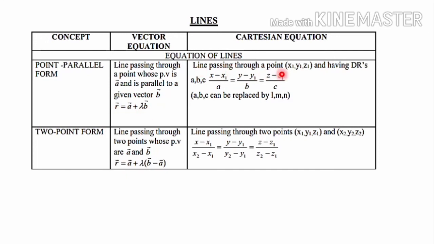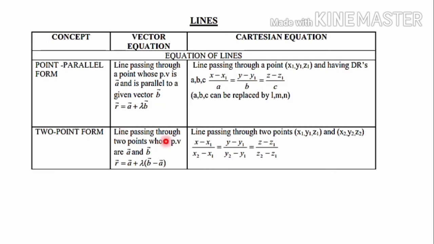A line passing through a point (x1, y1, z1) and having direction ratios a, b, c: (x minus x1)/a = (y minus y1)/b = (z minus z1)/c. As before, a, b, c can be replaced by l, m, n also. That means if direction cosines are given, (x minus x1)/l = (y minus y1)/m = (z minus z1)/n.